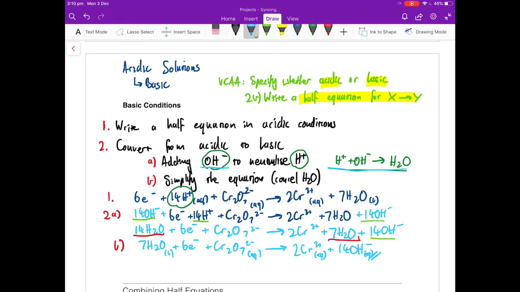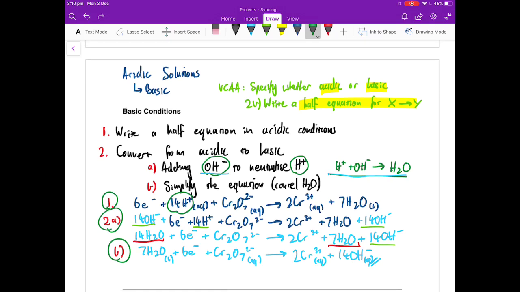So we've pretty much done our steps for the example we used in the previous video. We've converted our Cr2O7 2- to 2Cr3+ equation, and we've converted it from acidic conditions to basic conditions. That's all there is to it. Just remember that we always start out by finding the acidic conditions equation, and then we convert it to basic via these two simple steps. That's literally all there is to this video.